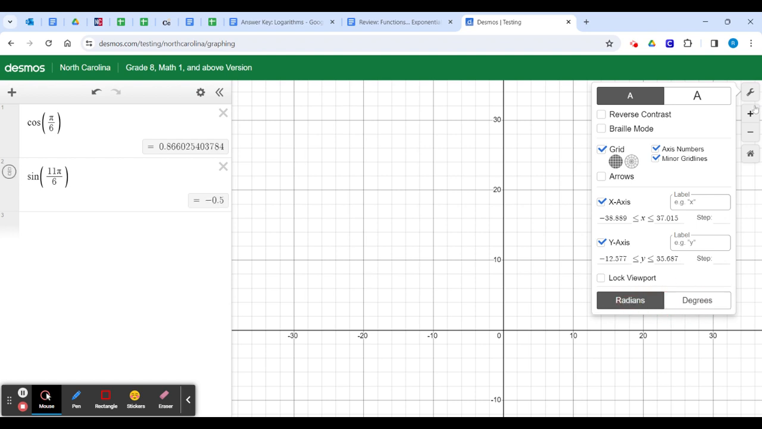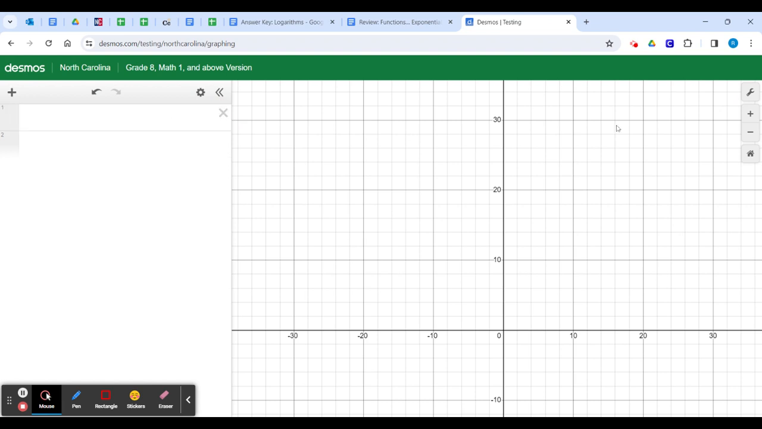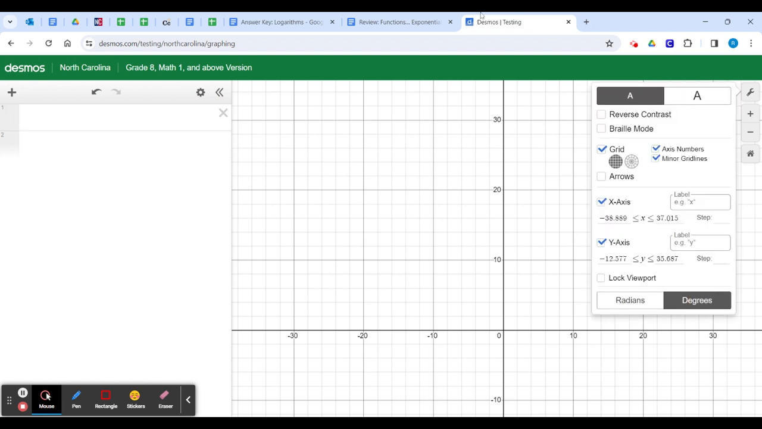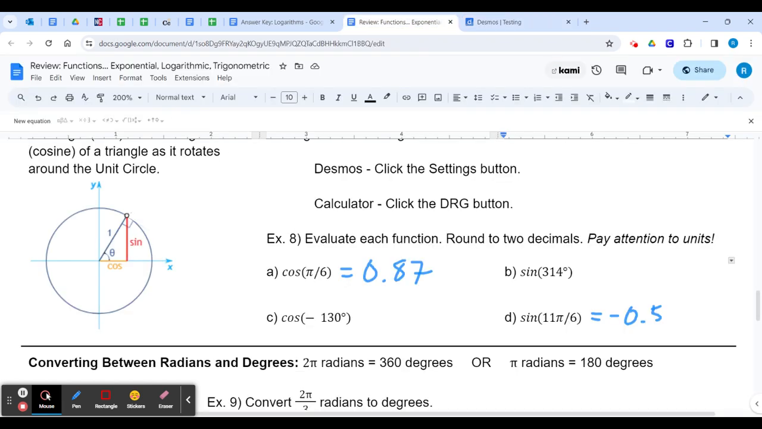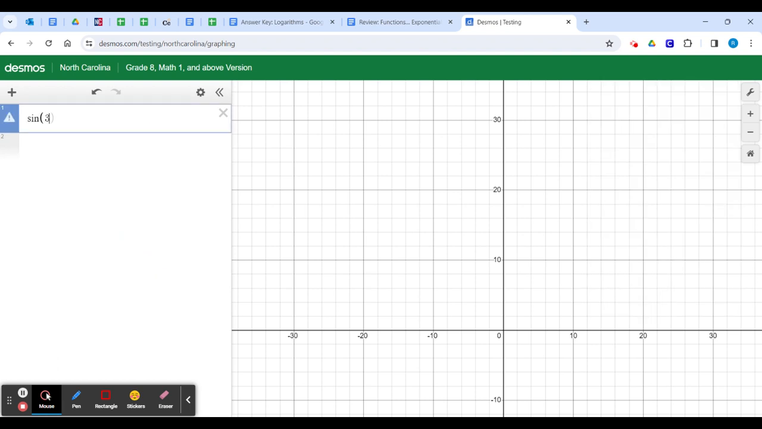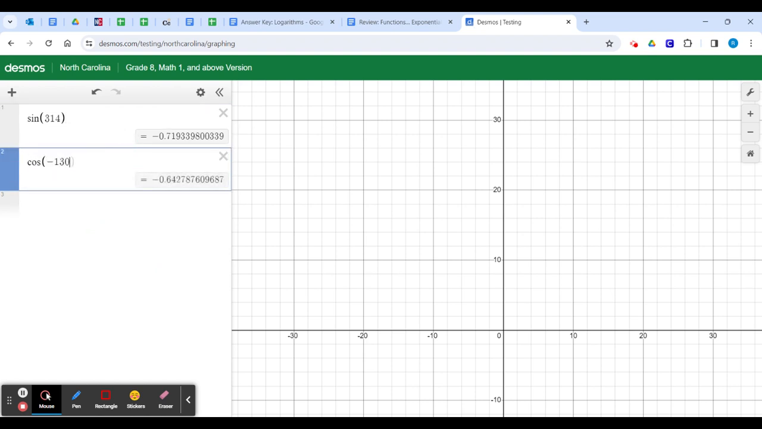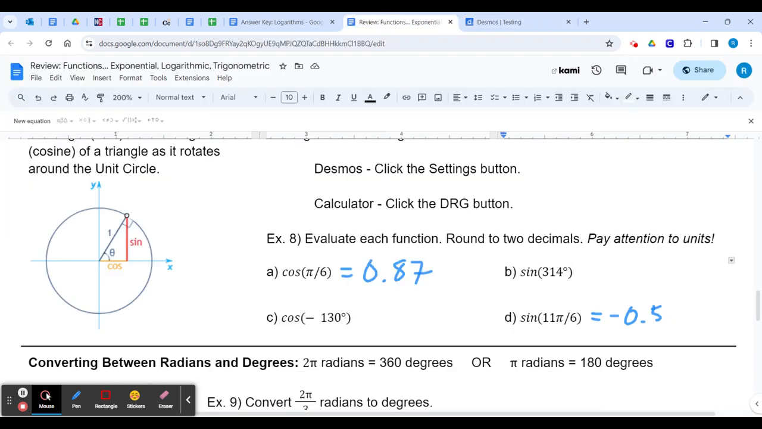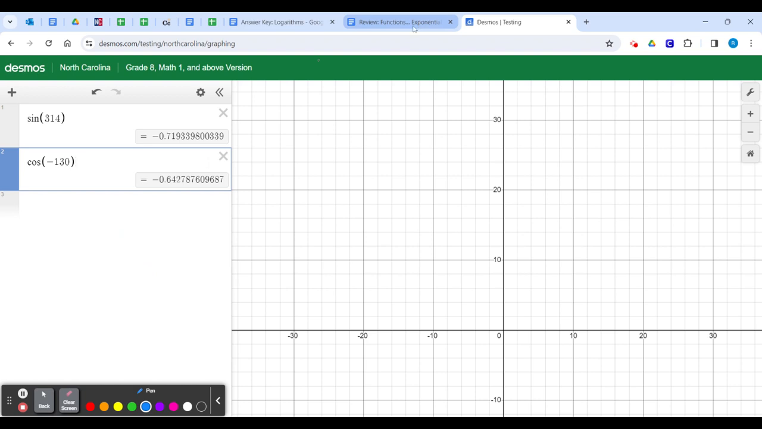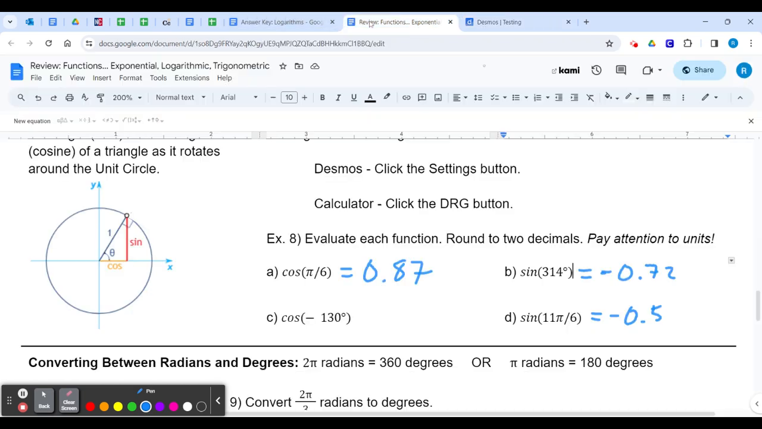So I'm going to cancel my old calculations, throw it back into degrees, and the sine of 314, simple as sine 314. Boom, I get an answer. The cosine of negative 130, cosine, negative 130, boom, I get an answer. So it looks like I have negative 0.72 for my sine, and for my cosine, it looks like I have negative 0.64.